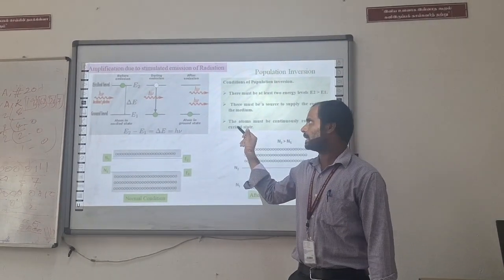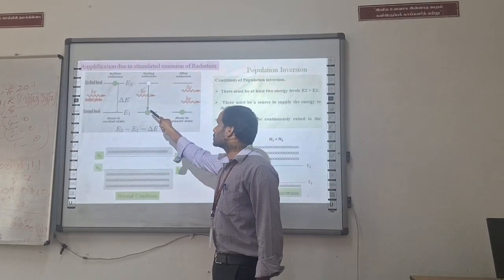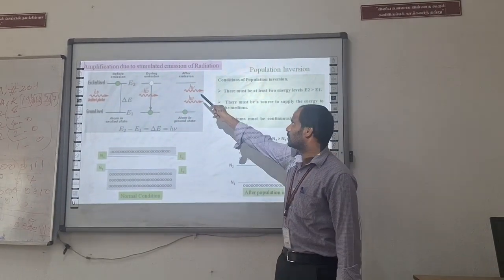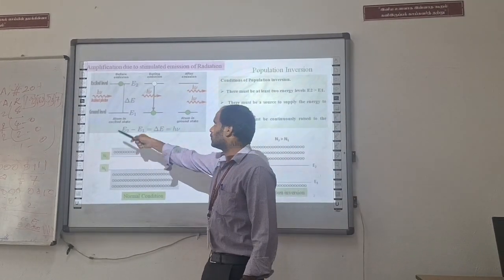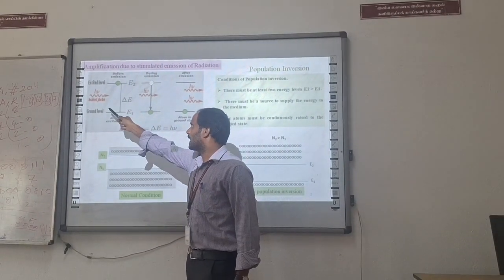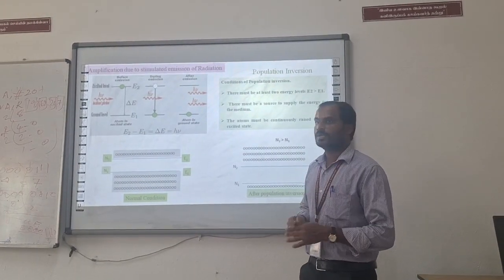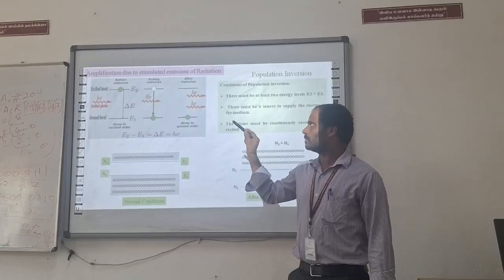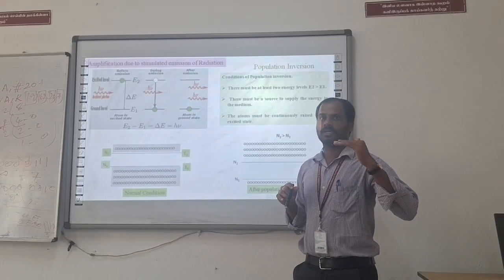There are three processes: stimulated absorption, spontaneous emission, and stimulated emission. In the first, an atom in the ground state energy level, with the help of an incident photon, moves to the excited state. The excited state atom won't stay for a long time; it stays only for its half-life period.